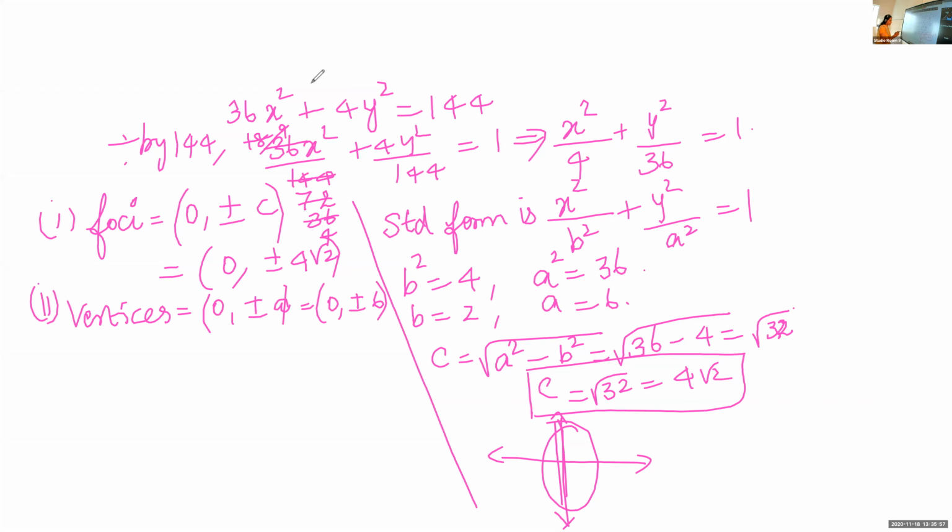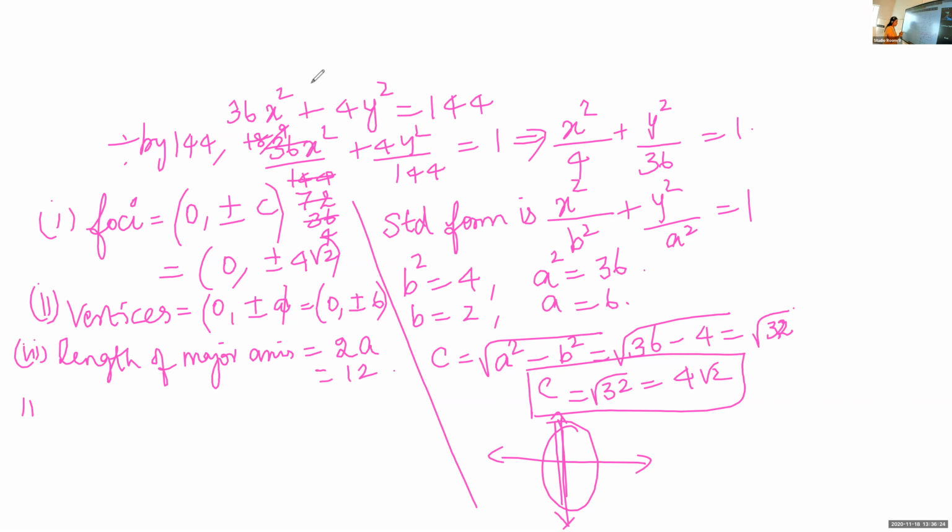Next is length of major axis. What is the length of major axis? Length of major axis is always 2a. So it is 2 into 6, which is 12.